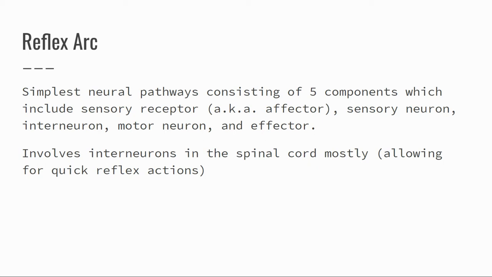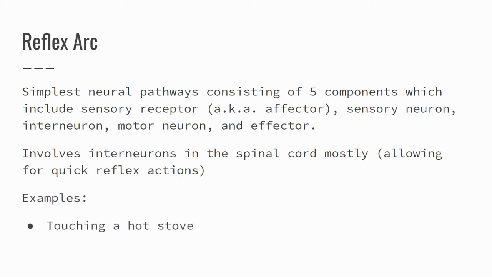The interneuron within a reflex arc is actually there to process everything, but it's just for your spinal cord. So again, allowing for that quick reflex reaction. The motor neuron would be the one carrying it down to the effector, which the effectors are going to be your muscles or your glands, and we'll talk about that.